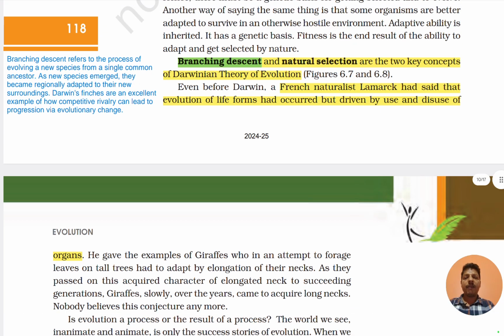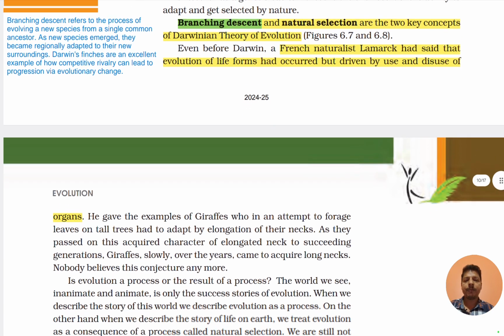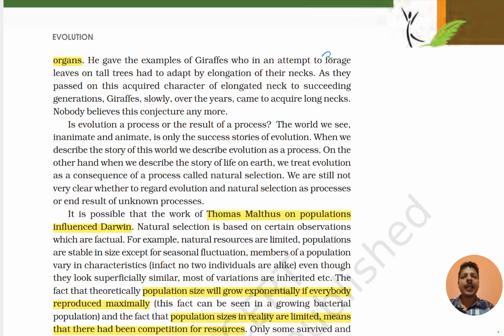Even before Darwin, a French naturalist, Lamarck, had said that evolution of life forms had occurred, but driven by use and disuse of organs. He gave the example of the giraffe, which in an attempt to forage leaves on tall trees had to adapt by elongation of its neck. As they passed on this acquired character of an elongated neck to succeeding generations, giraffes slowly over the years came to acquire long necks. Nobody believes this conjecture anymore.